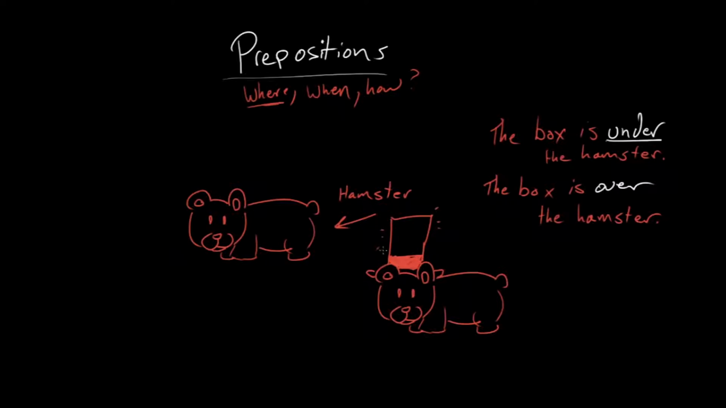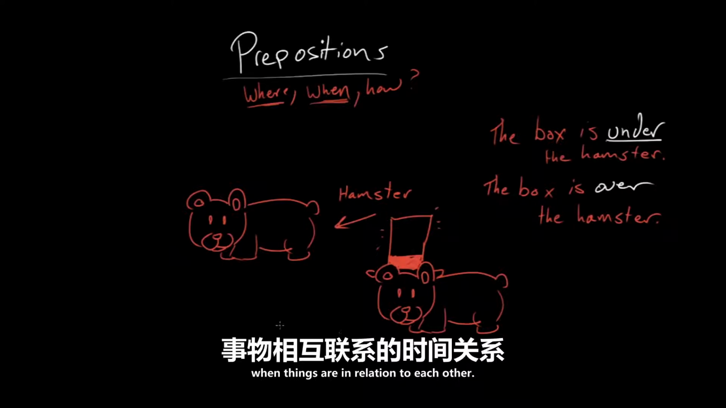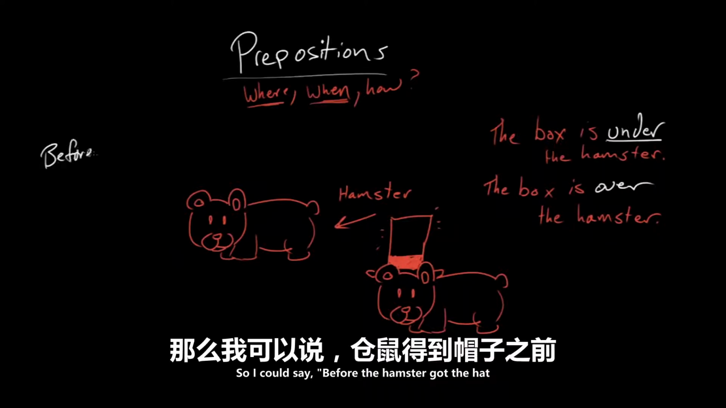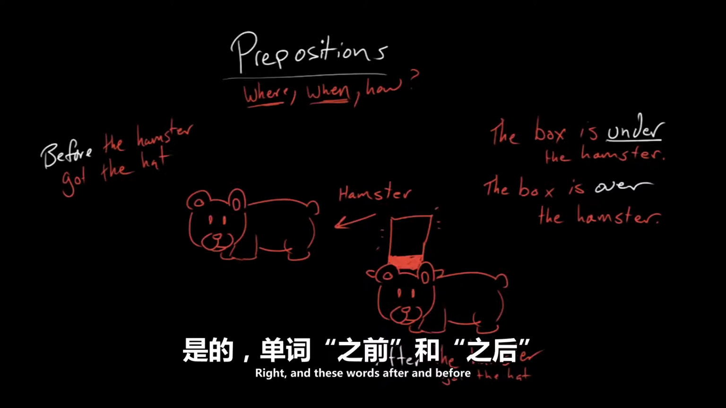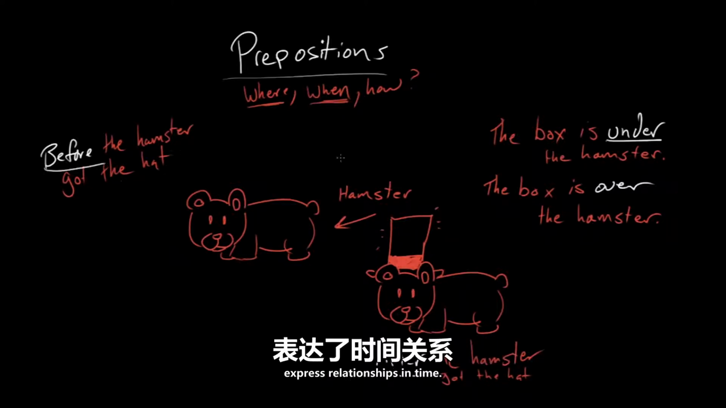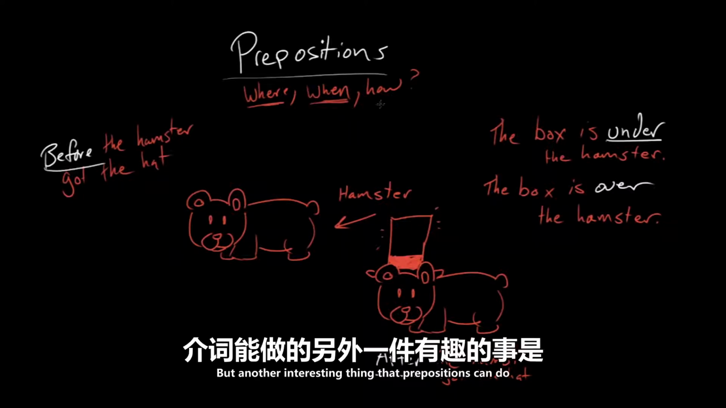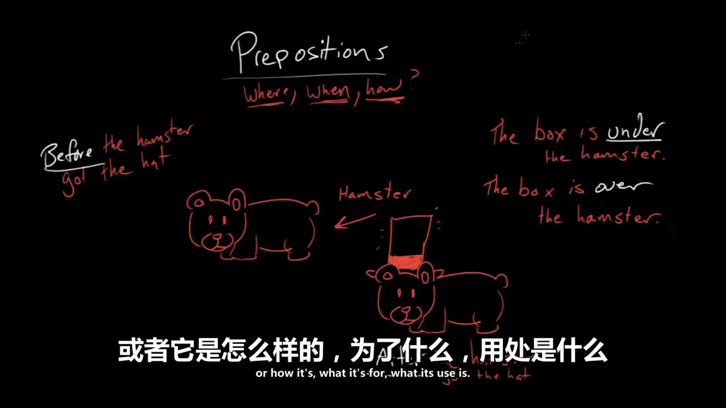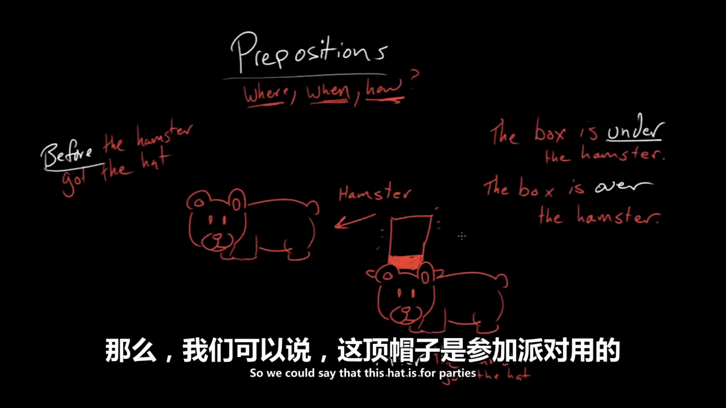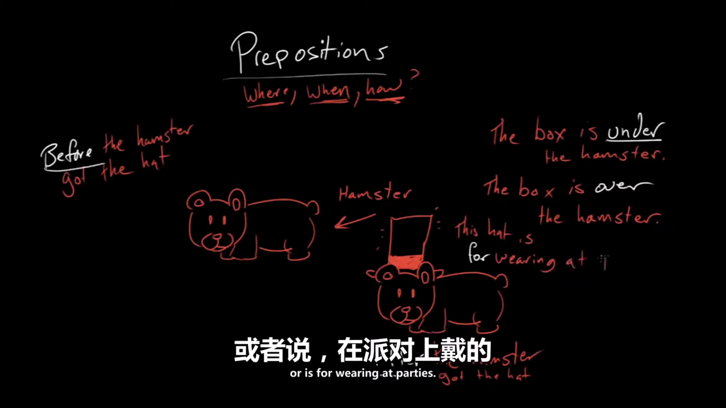Ding. Now, another use for prepositions is we can talk about when things are in relation to each other. So I could say before the hamster got the hat and after the hamster got the hat. Right? And these words after and before express relationships in time. But another interesting thing that prepositions can do is they can also help express how something is, or what it's for, what its use is. So we could say that this hat is for parties, or is for wearing at parties.